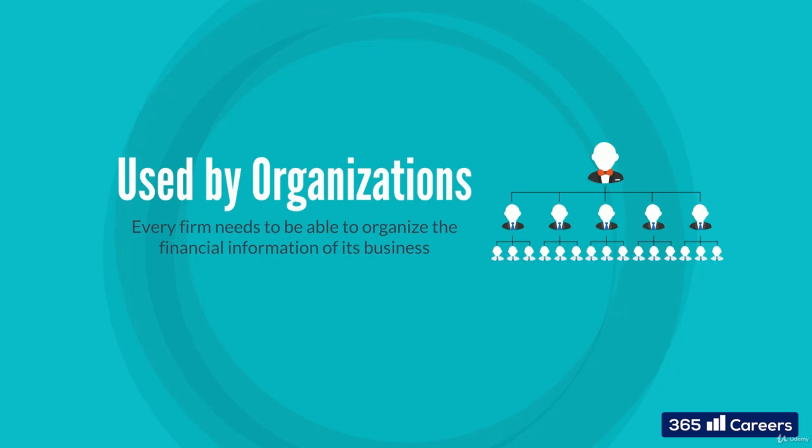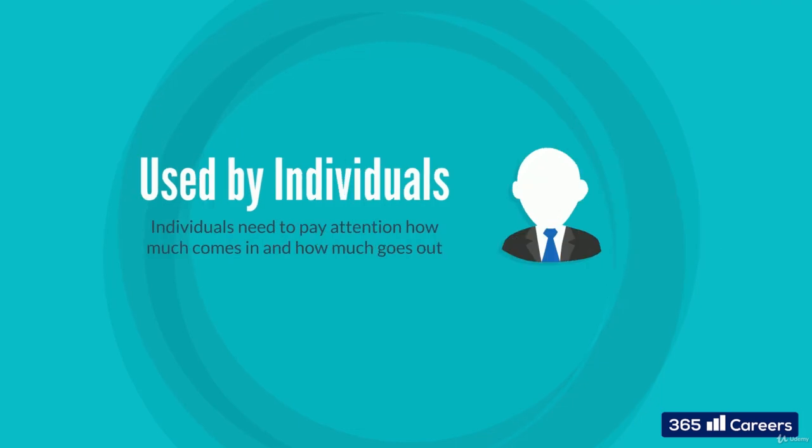The last part of the definition says that accounting serves organizations and individuals. How come? Well, as one can imagine, every firm needs to be able to organize the financial information related to its business. A firm has to know how much of a product it was able to sell, how much it cost to produce the product, and how much money it has in the bank. Similarly, an individual needs to be aware of their personal finances.